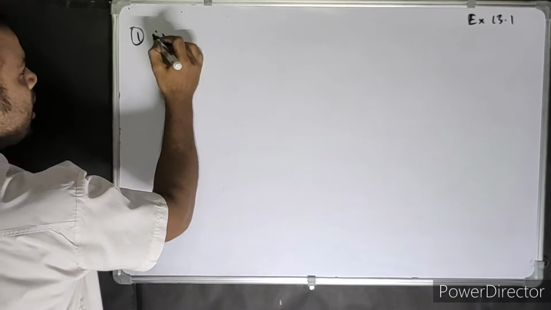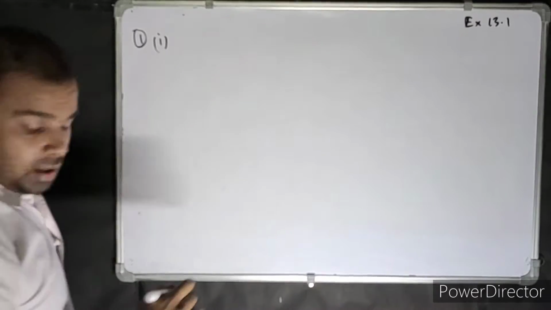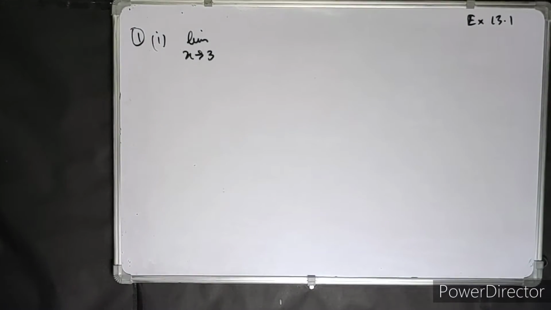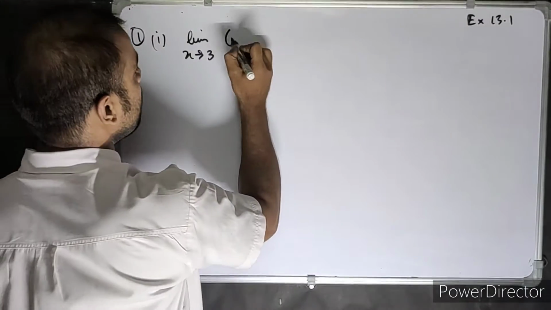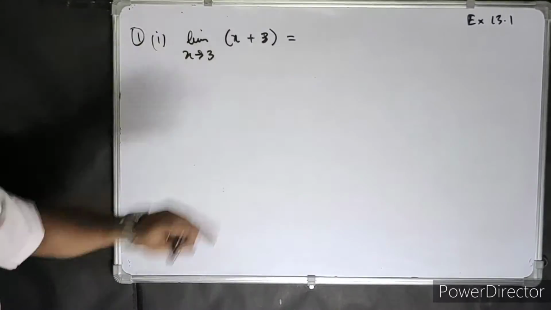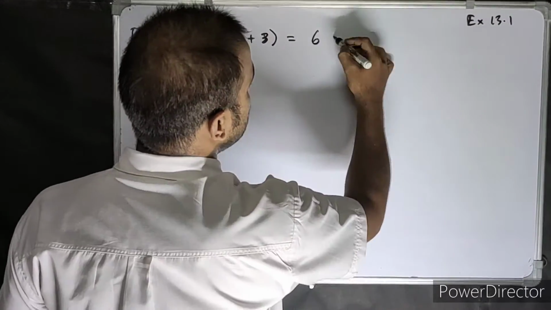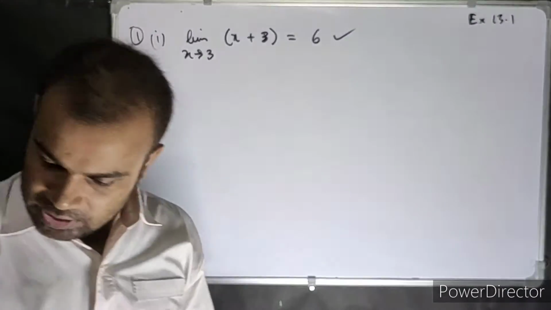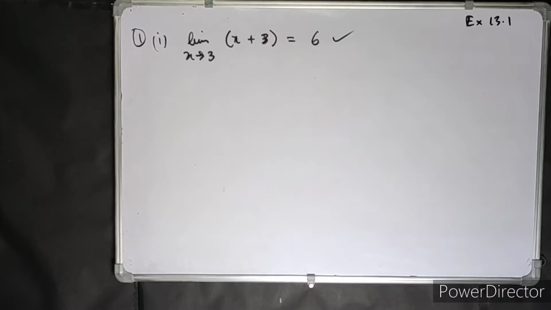Aggarwal students, class 11. It says limit of x tends to 3 of x plus 3. Very simple. Just put the value 3 over here and add it. The answer is 6, and this is a correct answer. There's no need to check. We won't be checking this type of question.